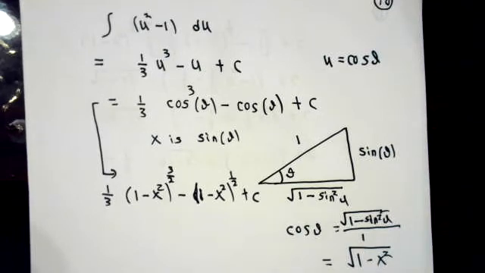And cosine theta is radical 1 minus sine squared theta over 1. That would be square root of 1 minus x squared. So by drawing a little triangle, I can convince myself of what cosine of theta has to be. This is the preferred method for dealing with this sort of thing.